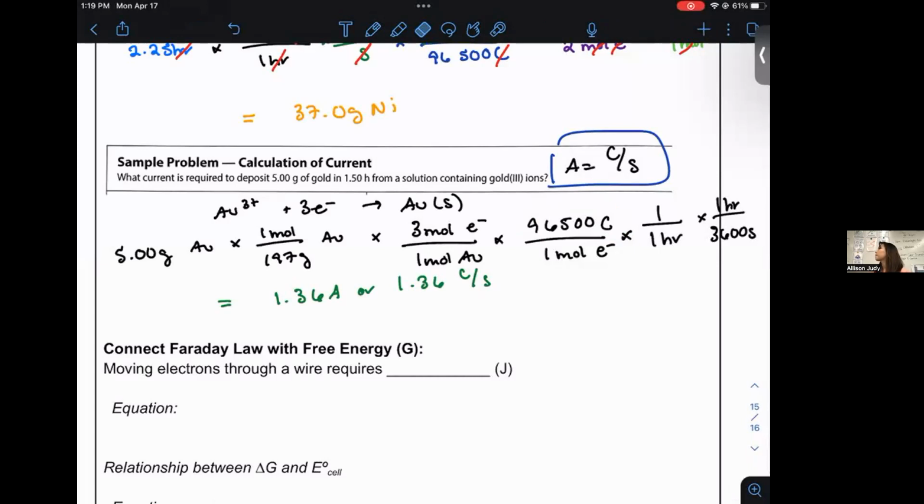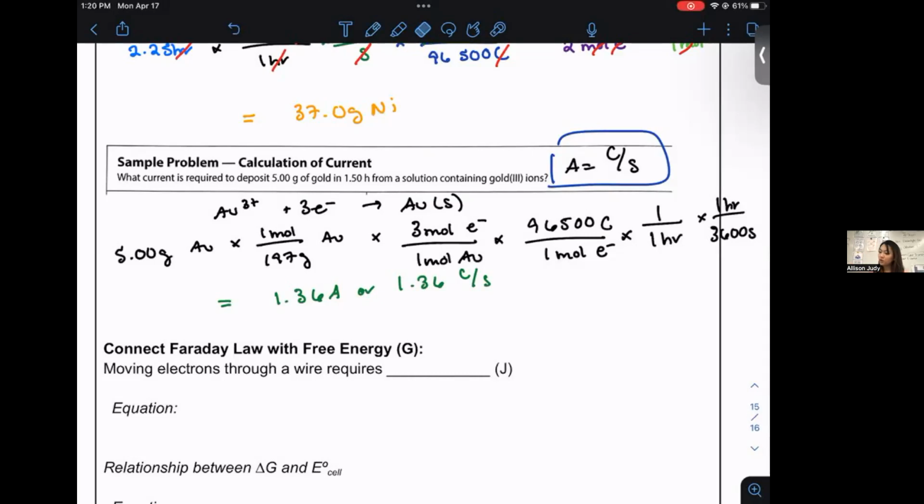Will they give us all these, or do we have to memorize all the tables that we derived, like gold 3 plus, 3 minus? You do not have to memorize the E reduction potentials. Yes, they will always give it to you, or they will ask you to solve for it, given other information.